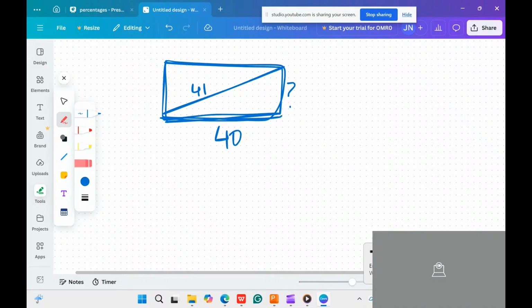Okay, so find out now the perimeter. If this is 9, so 40, this will also be 40, 9, 9. ठीक है, correct. चलो, the next question.